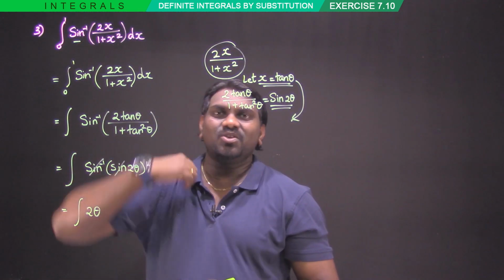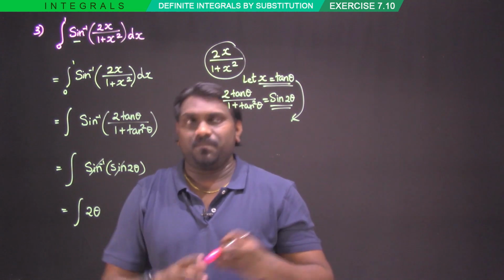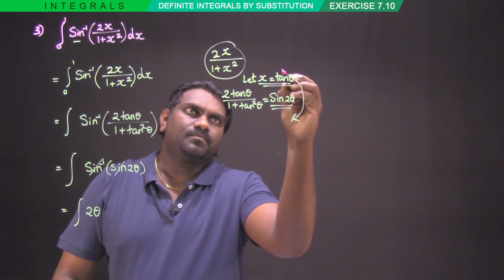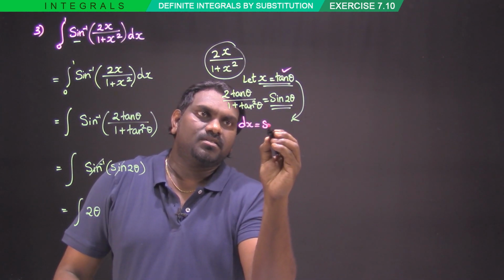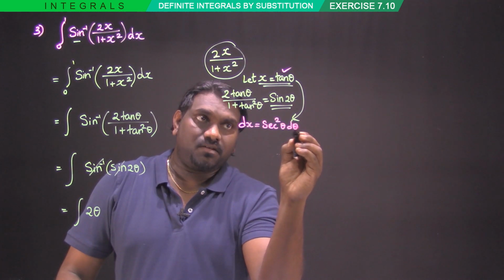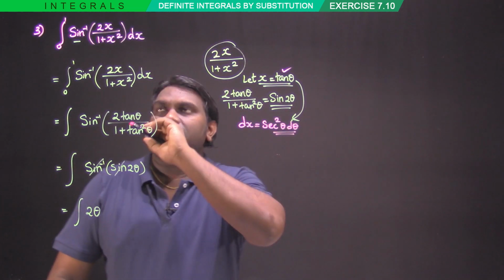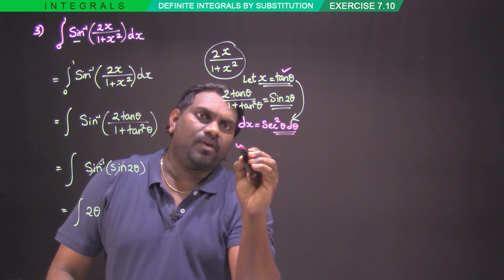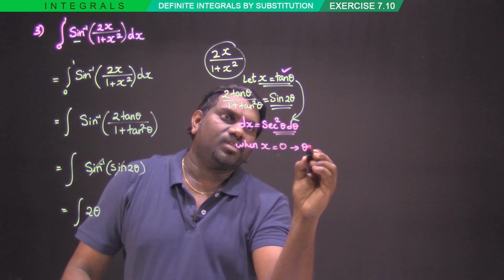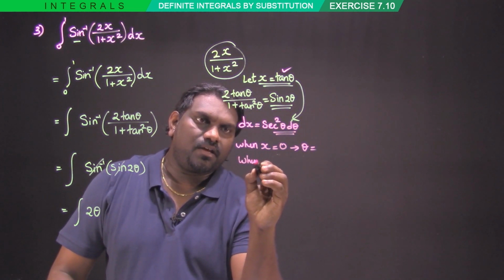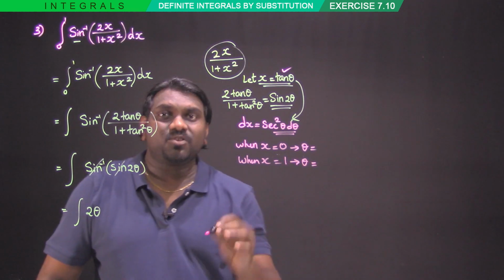That is what I'm just showing it to you so that you keep these ones in your mind. Now what happens when you differentiate this? It's going to be dx is equal to tan theta's derivative, sec square theta d theta, dear. Now I need to find, when x is equal to 0, what is the value of theta? When x is equal to 1, what is the value of theta? That you need to find.